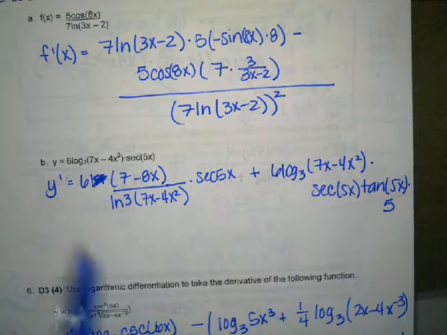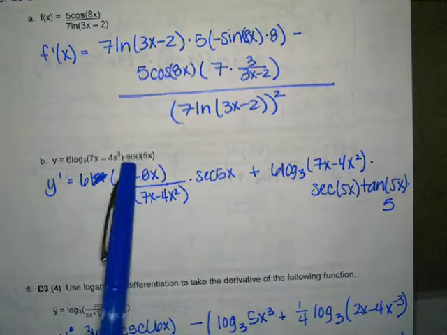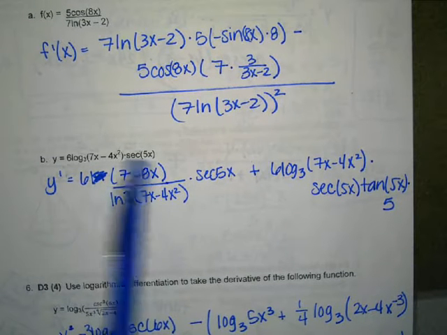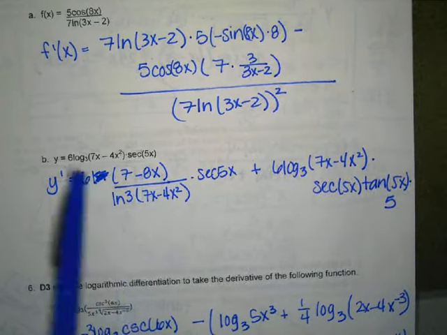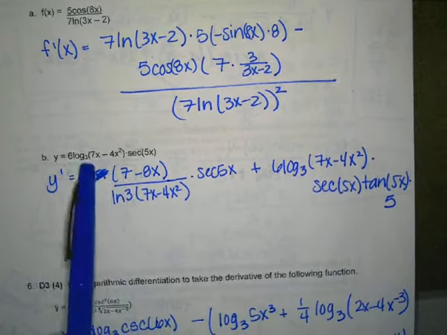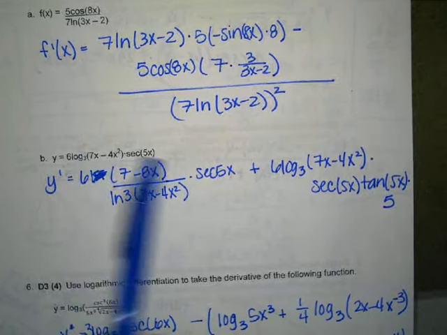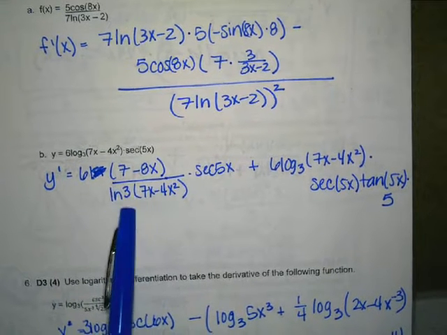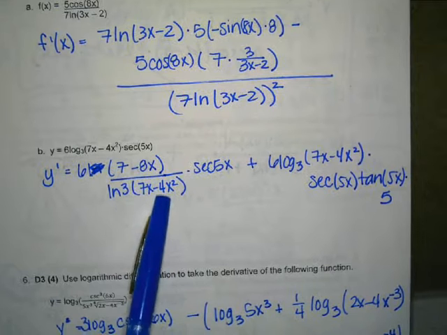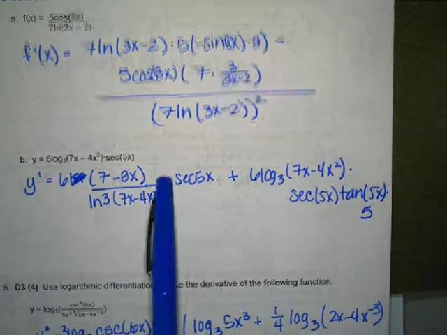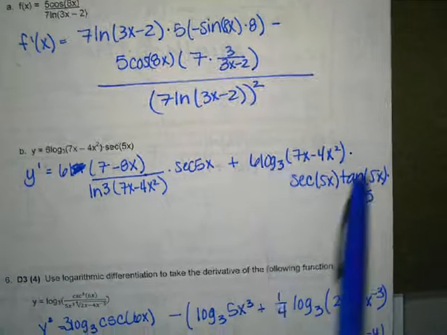And then for this one, you have to use the product rule. So this is the derivative of the first, which you have to use the log base a rule for that one. So it's u prime over ln of a times u times the second plus the first times the derivative of the second.